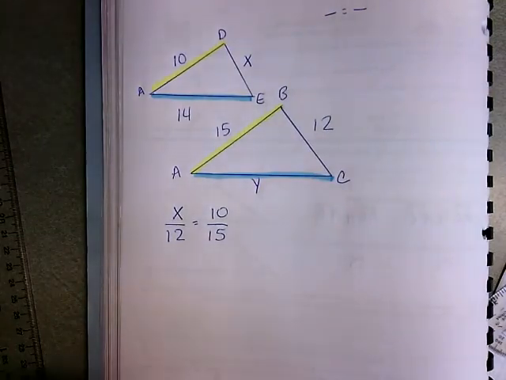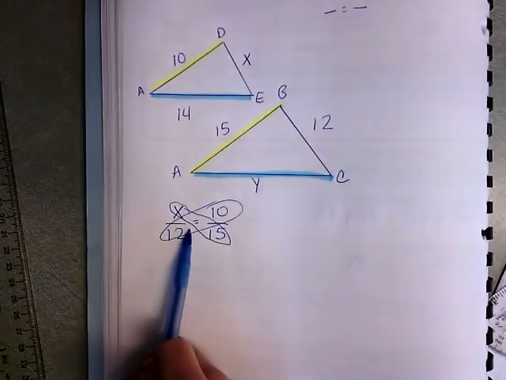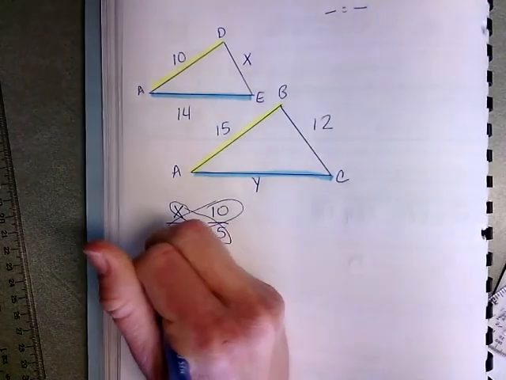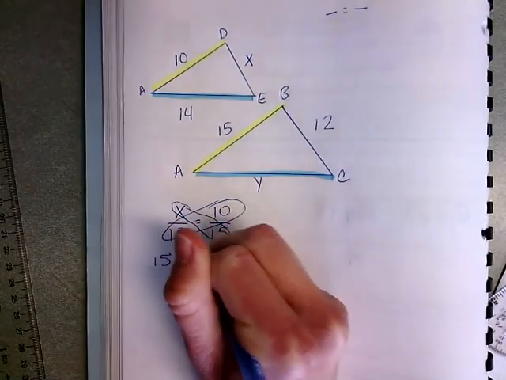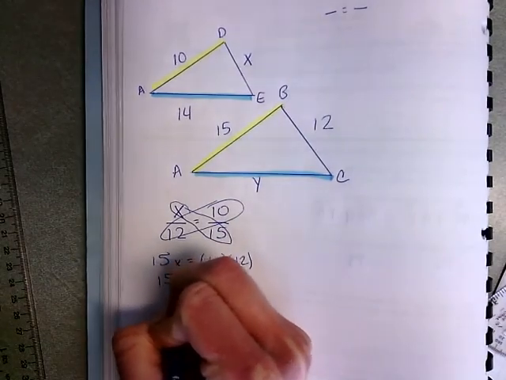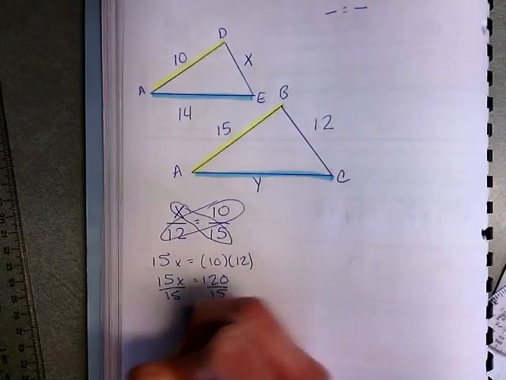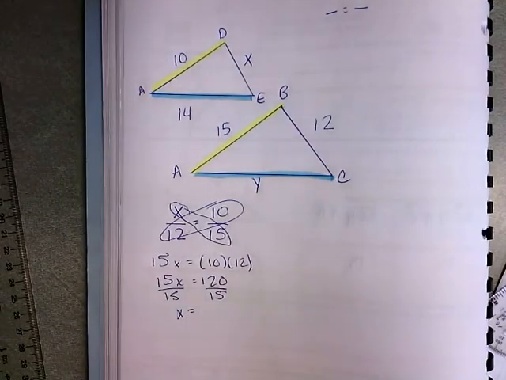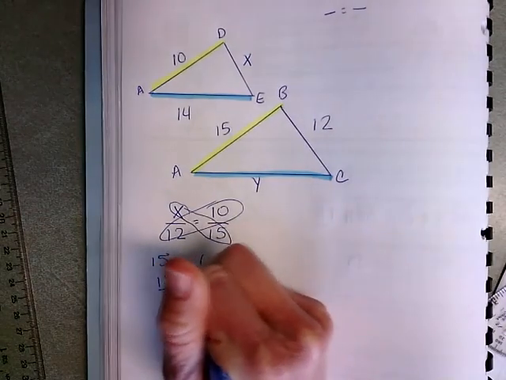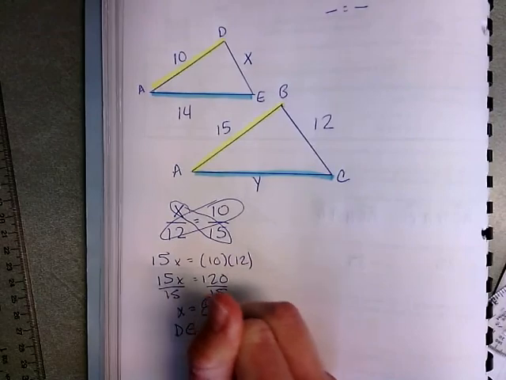To solve for x, the first thing I'm going to do is cross multiply. Because there's an equal sign, I can cross multiply. So 15 times x is equal to 10 times 12. So I have 15x is equal to 120. Now I divide both sides by 15, so x is equal to 8. So the length of DE is equal to 8.